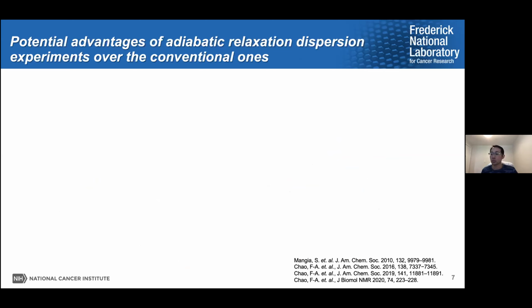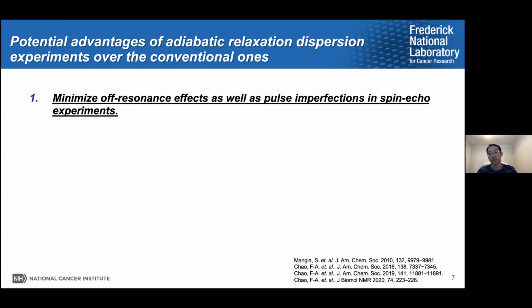So as I mentioned before, adiabatic R1 rho experiments are very similar to the conventional R1 rho experiment, and the adiabatic R2 rho experiment actually is an adiabatic version of the CPMG experiment. So why should we use these two experiments rather than conventional experiments? If we can combine the two conventional experiments, we should solve all the problems, right? But we all know in the past that there's no perfect pi pulse. Okay, even an adiabatic pulse is not a perfect pi pulse. There's no pulse that is perfect.